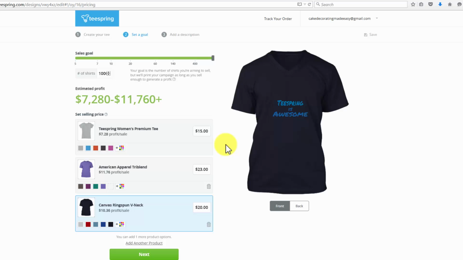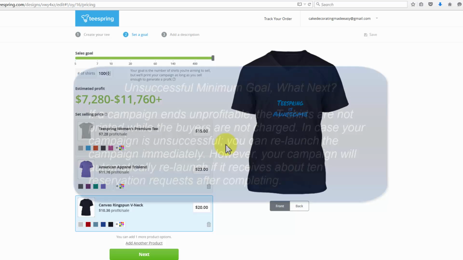If the t-shirt campaign does not reach the desired sales goal and is deemed unprofitable, the buyer will not be charged, and Teespring will cancel any payment authorization. This happens 24 hours after a campaign comes to an end. However, if you meet your goal or threshold, the money is collected from buyers and the shirts are printed and shipped. In turn, you will receive a profit check.